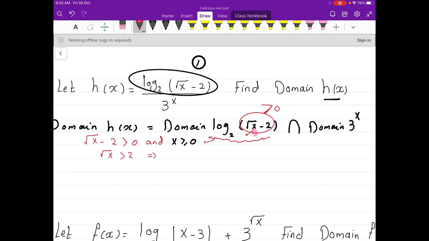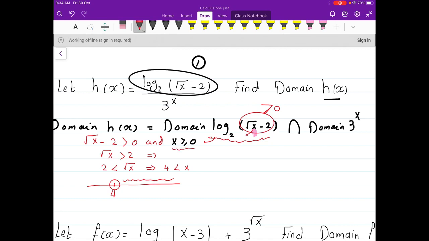Now square both sides: 4 is less than x. Now you want the intersection: x greater than 4, but 4 is open. x is greater than 4 and x is greater than or equal to 0.